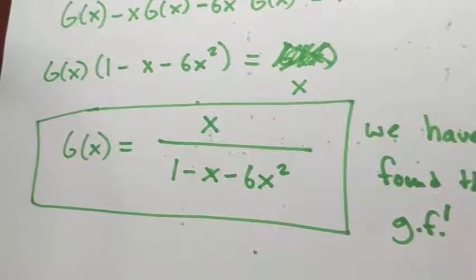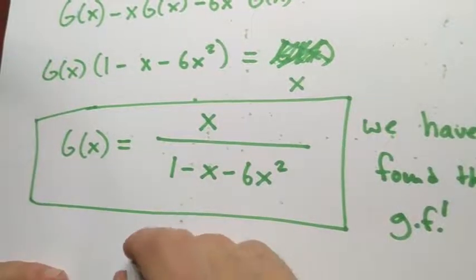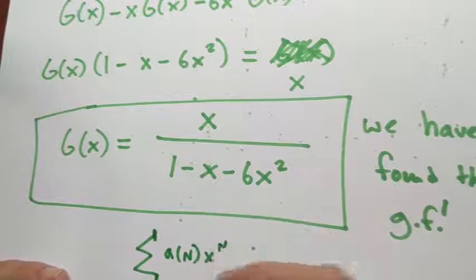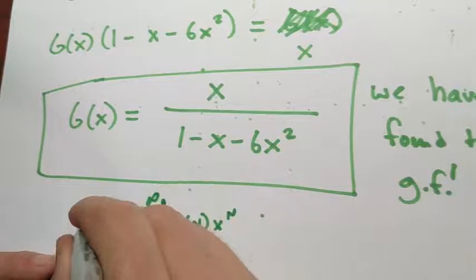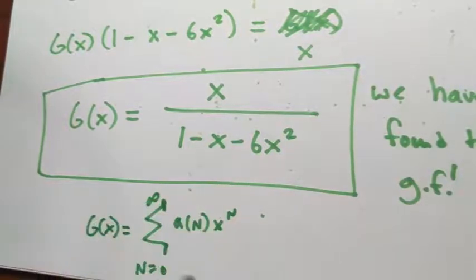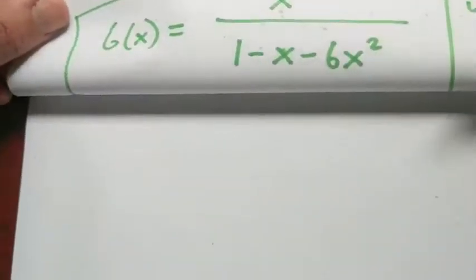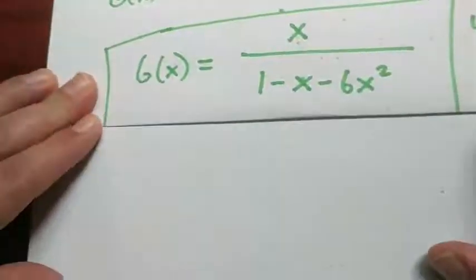Okay, so let's look. We have found the generating function of our sequence. Unfortunately, the goal of finding the generating function was to know what these a of n values were, and we haven't done that yet. So in order to do that, we're going to need to do a little bit of algebra and a little bit of calculus. So let's start with the observation that g of x is equal to x times 1 minus x over 6x squared.